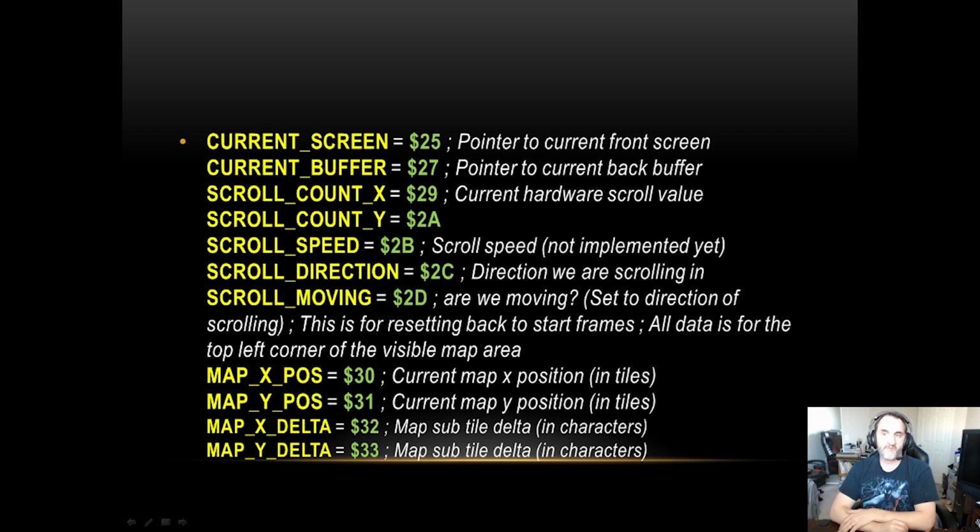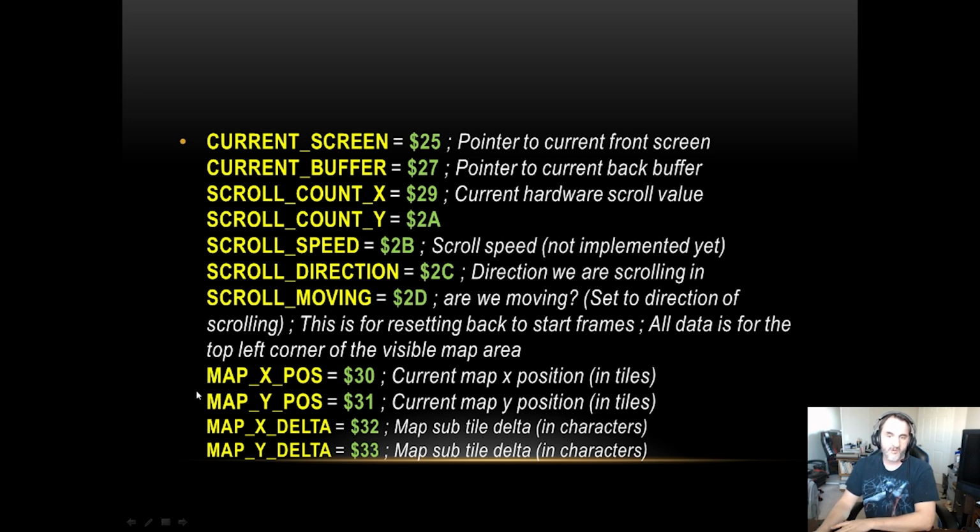To give you a breakdown on this, the scroll X and scroll count, down to here, are essentially telling the screen when to scroll and what is going on while the screen is scrolling, like the speed and direction. And down here you see the map X position and map Y position.